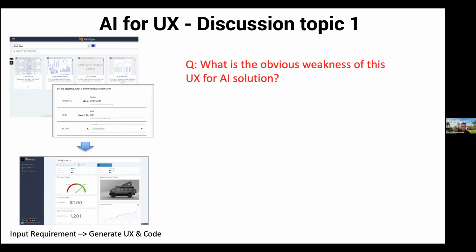But now, again, a question for everybody. What's the obvious weakness? I've shown you this system where you describe the requirements. It basically implements the UX Magic book and a whole lot of other ideas and generates the UI and generates the code. So what's the Achilles heel of this system? So again, please come off mute and let's have a conversation here.